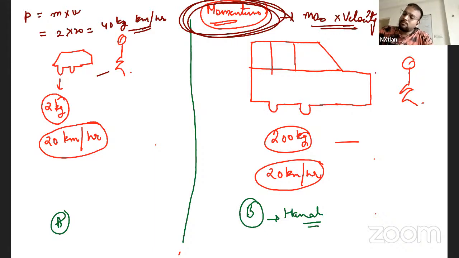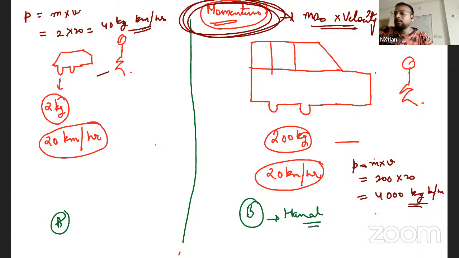And the momentum of this one is P equals m into v, where m is 200 into 20, which becomes 4,000 kg km per hour. Because it has more momentum, the product of mass and velocity, it does greater harm to that person, making him have a lunch with Jesus. Okay? Yes or no?